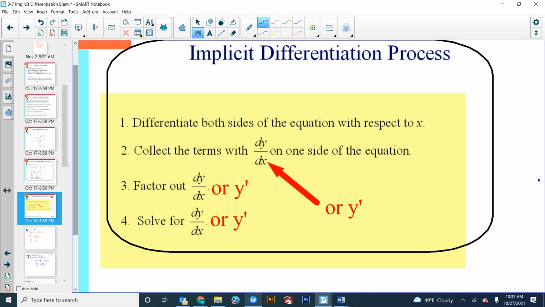Now, you notice I put in red y prime. Some people like to write, instead of dy/dx, y prime. Be careful. If you're doing a chain rule and you did 2y to the first and then y prime, I think you could probably see how you could get confused by a first power versus a prime symbol.